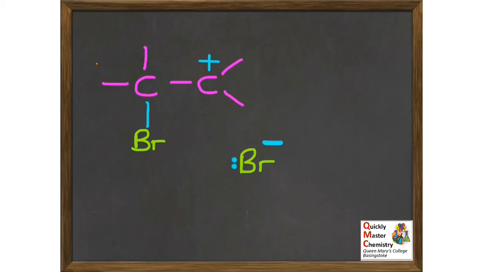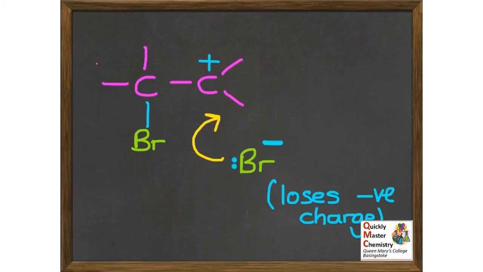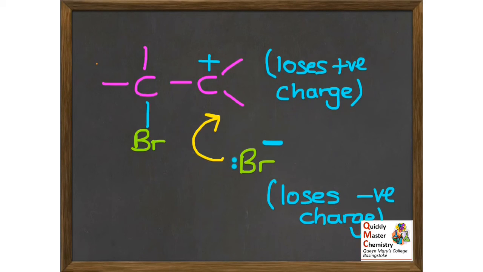And so, as a second step in this mechanism, we now get the lone pair on the bromide ion moving into the space between the carbocation, the positive carbon, and the bromide ion to form a new bond. Of course, as well as bond formation, this is going to have effects on charge. So where the arrow is moving away from the bromide ion, it's going to lose its negative charge, becoming less negative, and the carbon with the positive charge, where the arrow is moving towards it, is going to lose its positive charge because the negative electron will cancel that out.